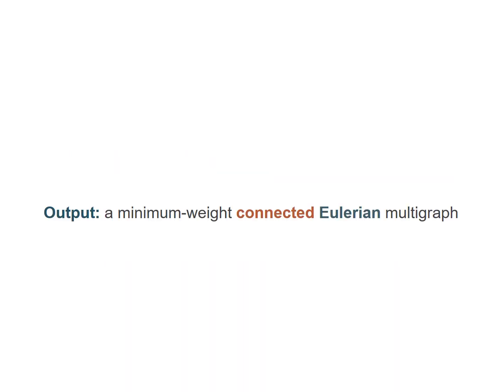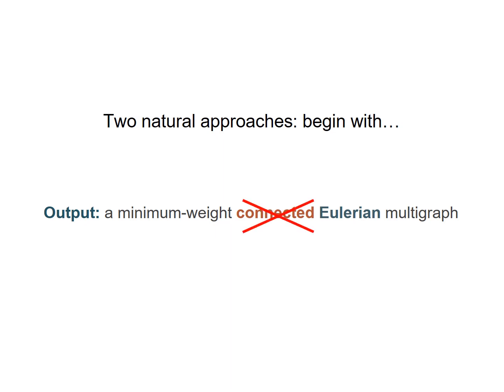Once the minimum weight connected Eulerian multigraph. And well, there are two natural approaches, and they consist in relaxing one of the two conditions. So maybe you want to begin with something that's not connected, or maybe you want to begin with something that's not Eulerian, and then work your way to the other constraint.